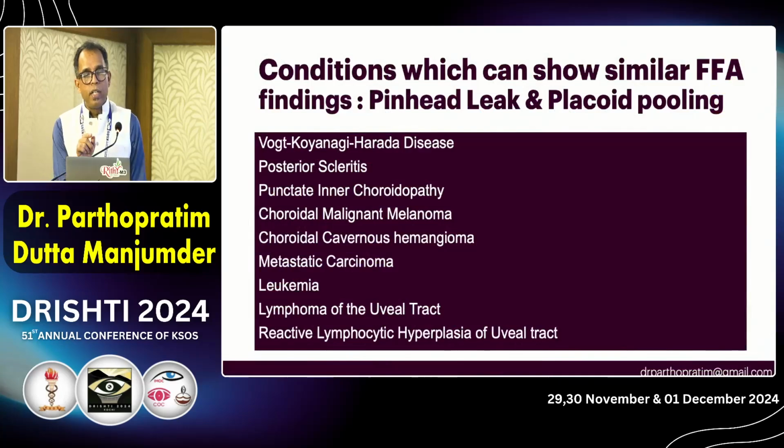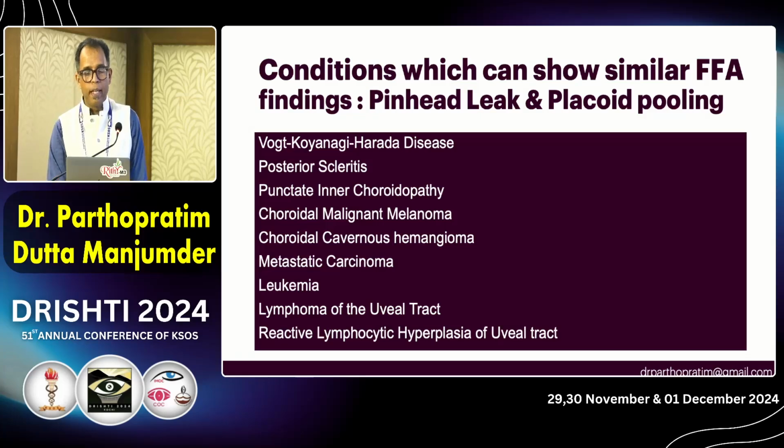And if you see here, this is the condition. Here it looks like a VKH, but this FFA picture is often deceiving. You see the list of entities, and you note here that many masquerade syndromes, leukemia, lymphoma of the uveal tract, metastatic carcinoma, all of them can have pinhead leak and placoid pooling. So sometimes, if you are very sure that it is VKH, just think about it: are you missing something?